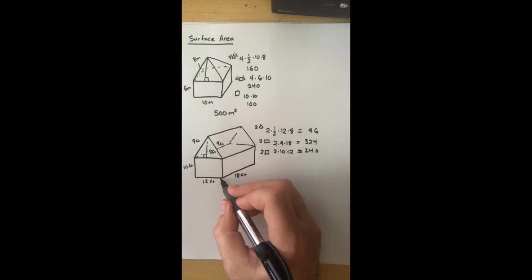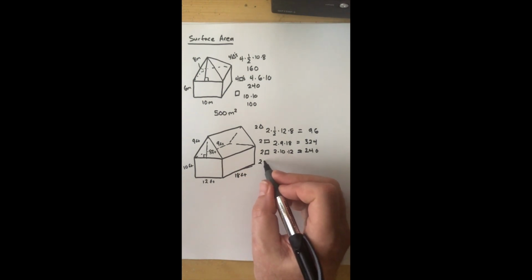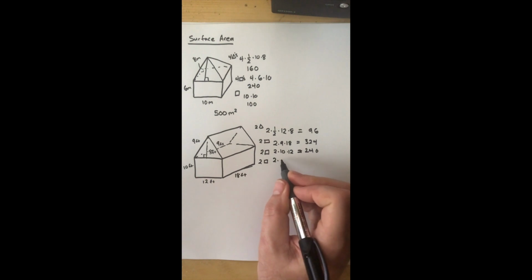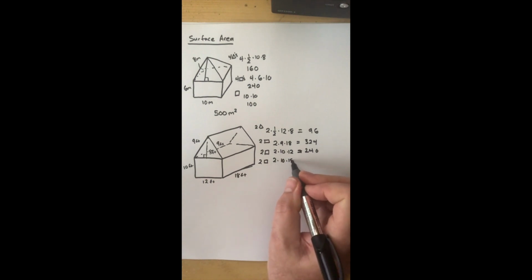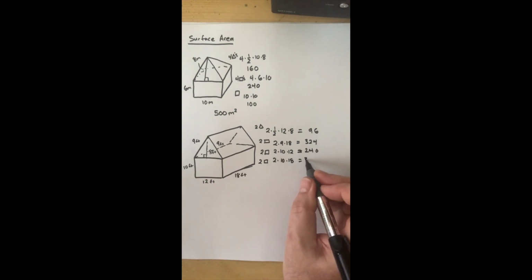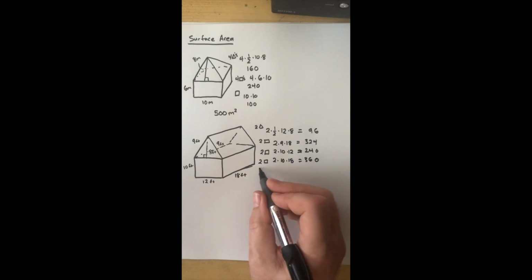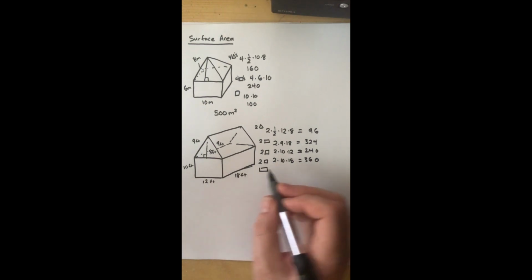Then I've got a 10 by 18. There are 2 of those. That's the right and left sides. So 10 by 18, that's 20 times 18. That's 360. And then we have the one bottom. That's 12 by 18.